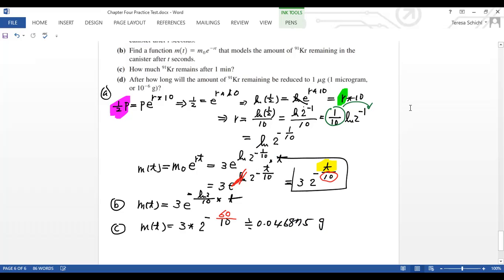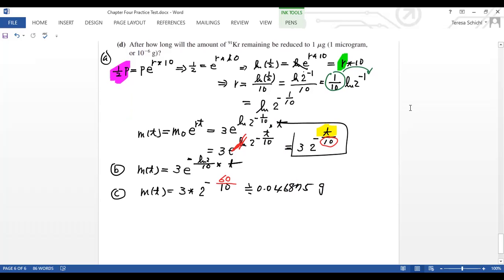Okay, but part D says how much longer? How long will it take for the amount of krypton to reduce to 1 microgram? 1 microgram here is 10 to the negative 6. So let's plug into the formula. M of t means 1 microgram, so 10 to the negative 6 is equal to 3 times 2 to the negative t over 10.